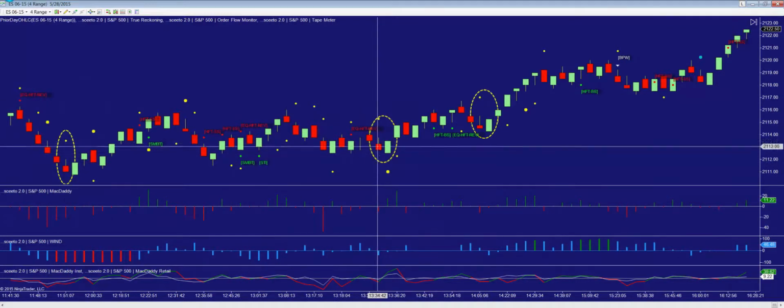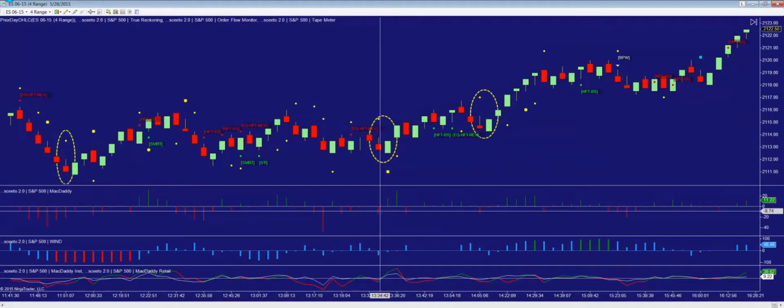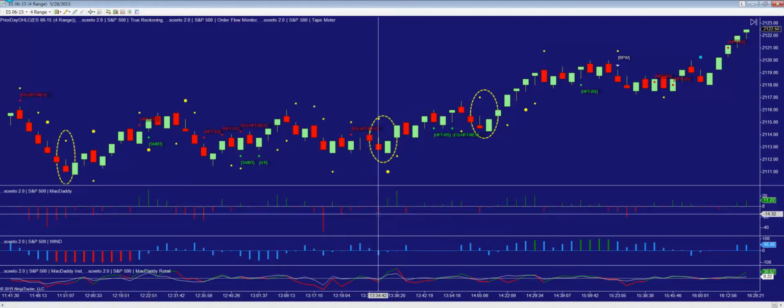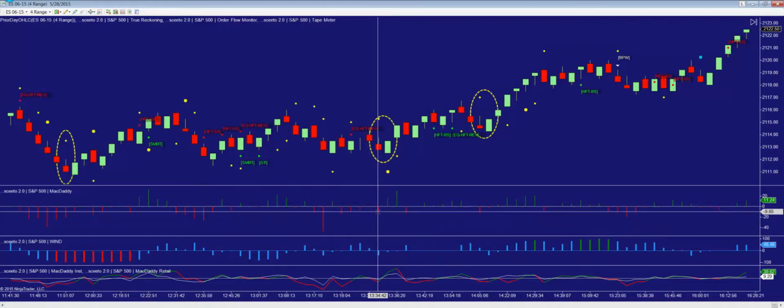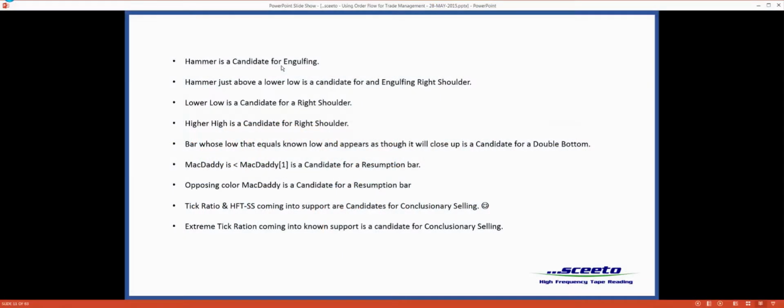The hammer bar with the tick ratio. MACD's lower than this bar, but still not too material. What is it? Minus 9? Not too bad. This is a candidate bar. A hammer is a candidate for engulfing. A hammer just above a lower low, a candidate for engulfing right shoulder. Mucho importante, we saw that. The lower low is a candidate for the right shoulder in terms of real time.